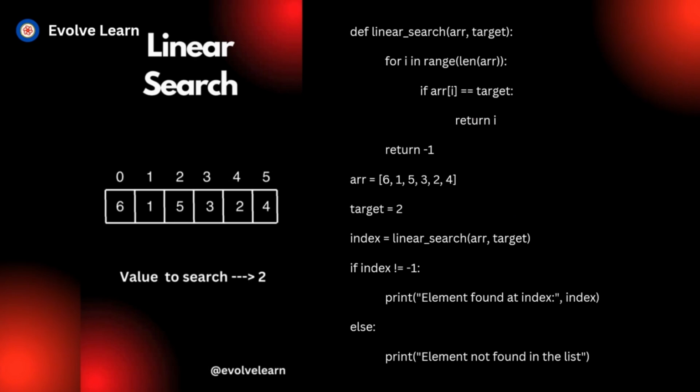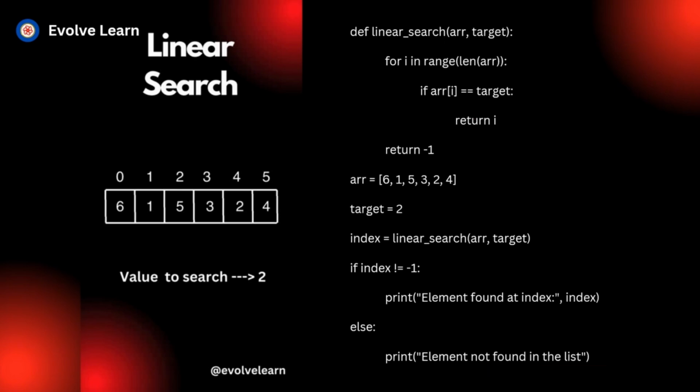Finally, in this if statement, we check whether the index is not equal to -1 or not. The -1 value, we get it from the return statement. If it is not -1, it means the target number was found in the list. So it prints element found at index and the index value. If the index is -1, then it means that the target number was not found. So it prints element not found in the list, which is in the else part.